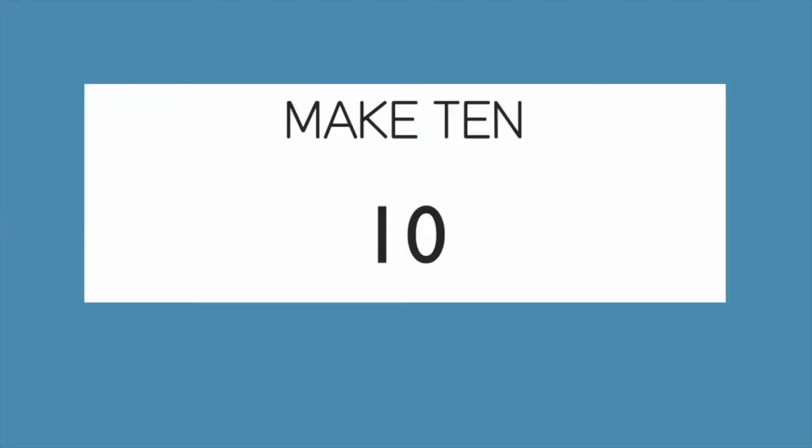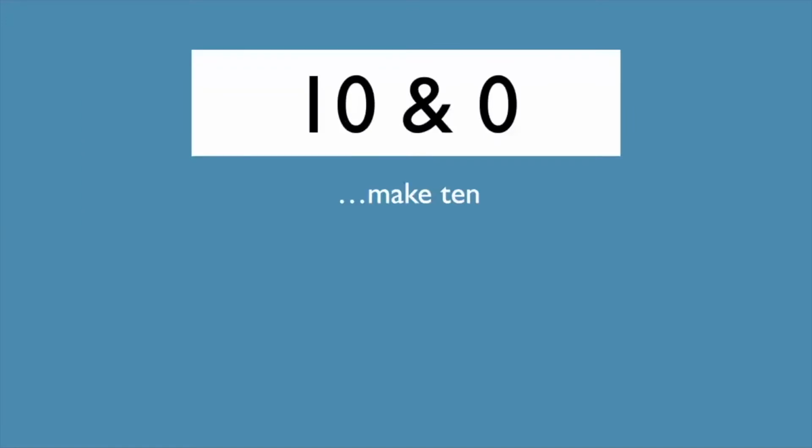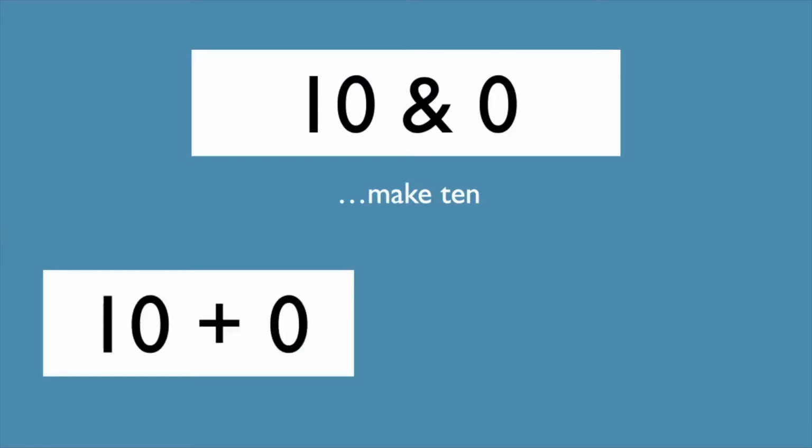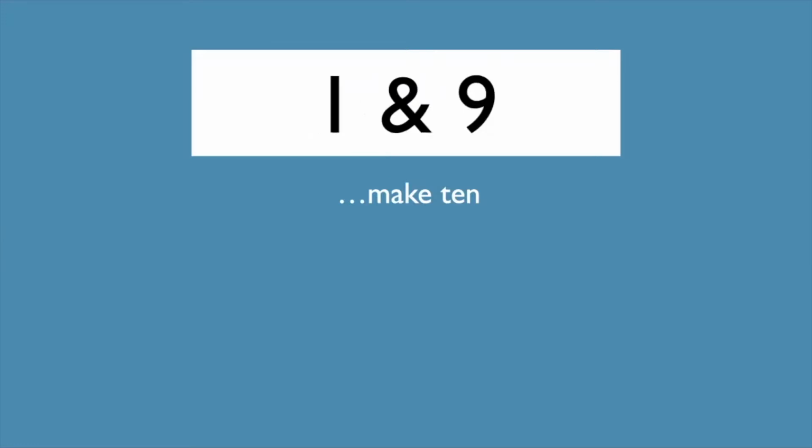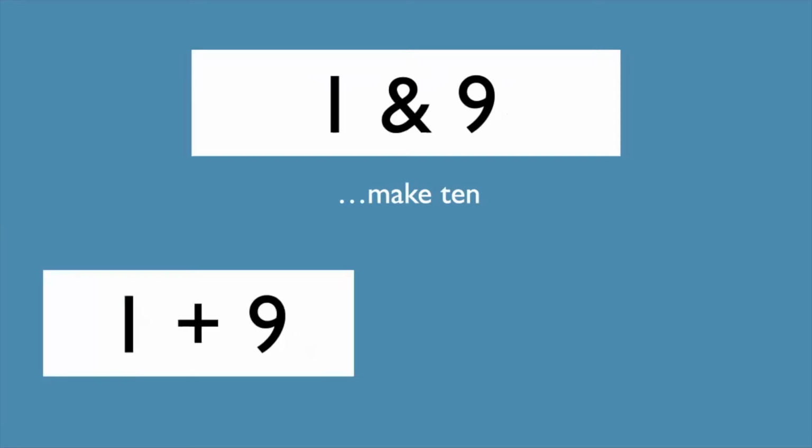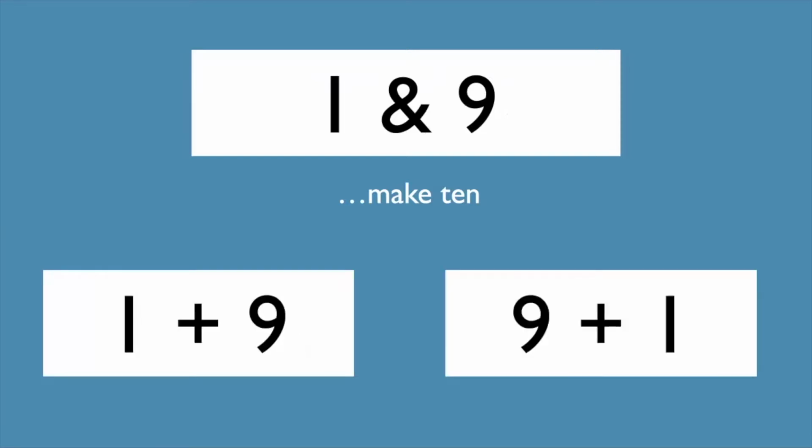Make 10. We know we can add numbers in any order. Let's say the friends of 10 and then both ways we can add them. 10 and 0 make 10. Add them both ways. 10 plus 0, 0 plus 10. 1 and 9 make 10. Add them both ways. 1 plus 9, 9 plus 1.